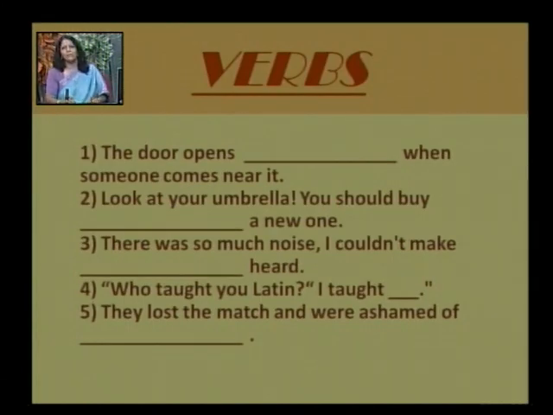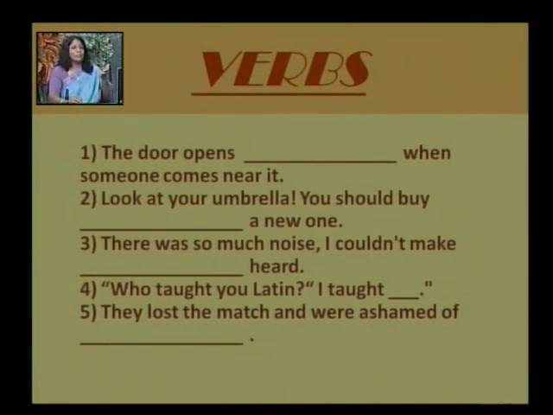Let's have an example to be worked out on your own. I wish you yourself try to fill up these blanks, so that what you heard about the theoretical part in the last few minutes, now this is a practical exercise that will help you understand this topic in a better manner. For example, the door opens dash when someone comes near it. Here, the door, it. So you have to use a reflective pronoun, itself. The door opens itself when someone comes near it.